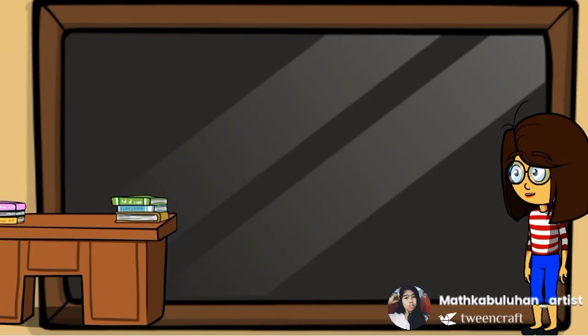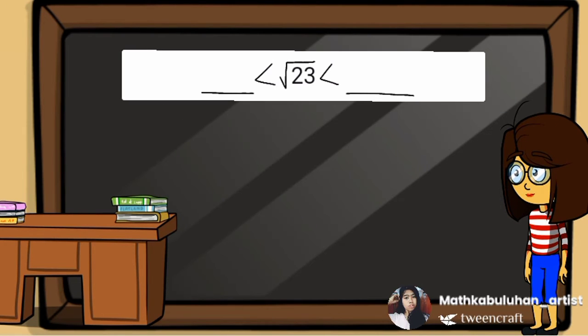just like that. So our next example is the square root of 23. So let's find the consecutive integers that the square root of 23 lies between. What is the perfect square that is below 23? We can think that the number below 23 is 16, which is a perfect square, and its square root is 4.